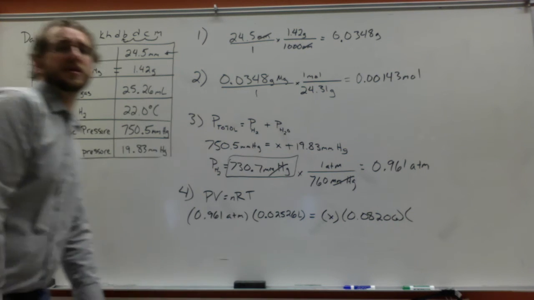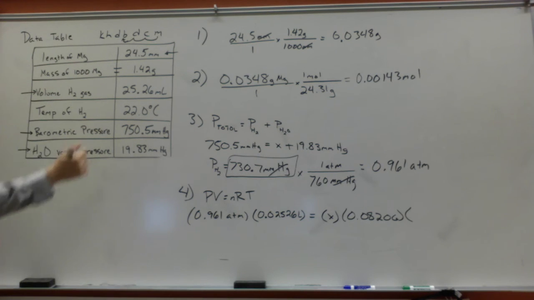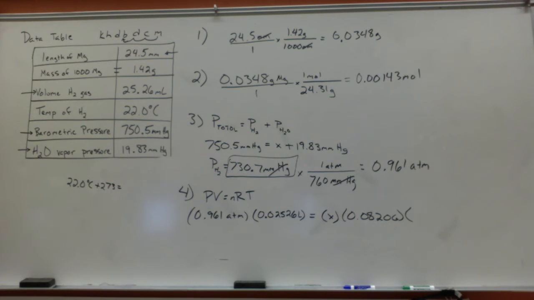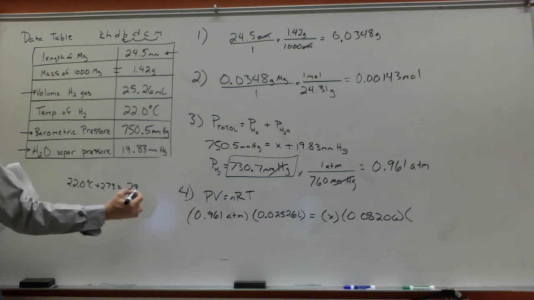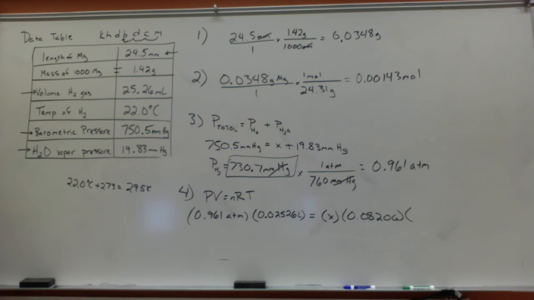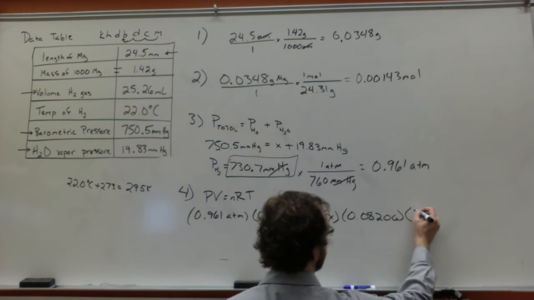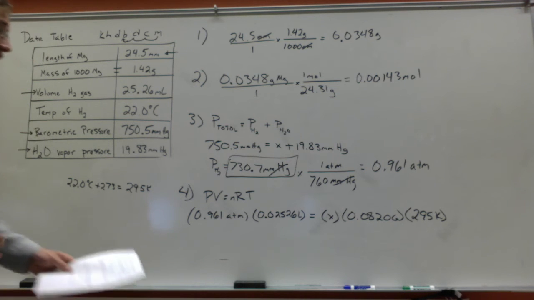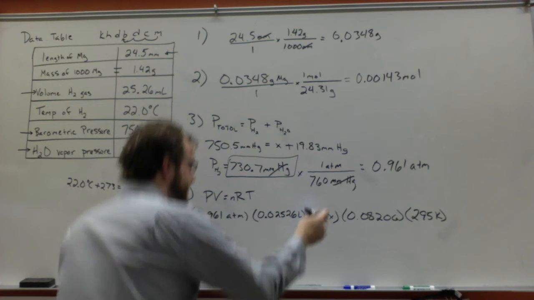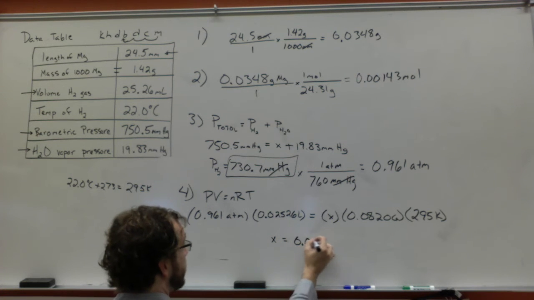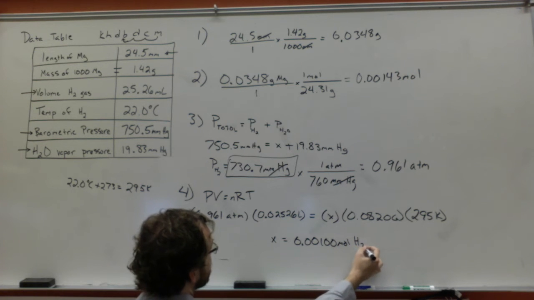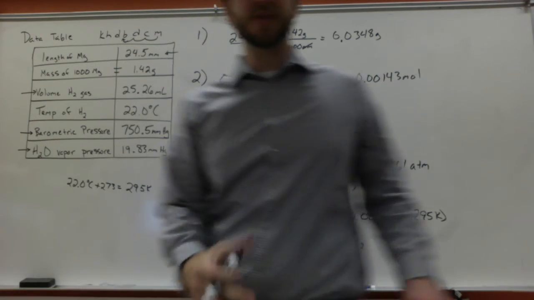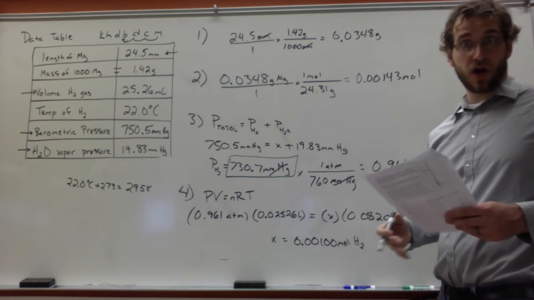Temperature. In order for PV equals nRT to work, temperature must be in Kelvin. So we take our temperature, 22 degrees centigrade or Celsius, and we add 273 to get it into Kelvin. When we add 273, we get 295 for our temperature in Kelvin. There's the temperature that we're going to plug in for our ideal gas law. Cool. This just became algebra, so we're going to solve for x. Again, your number is going to be different. When I solve for my x here, I get 0.00100 moles of hydrogen. Again, very, very little. That makes sense. Hydrogen particles are very far apart compared to their size, so it does not take a lot of particles to create a very large volume of gas.